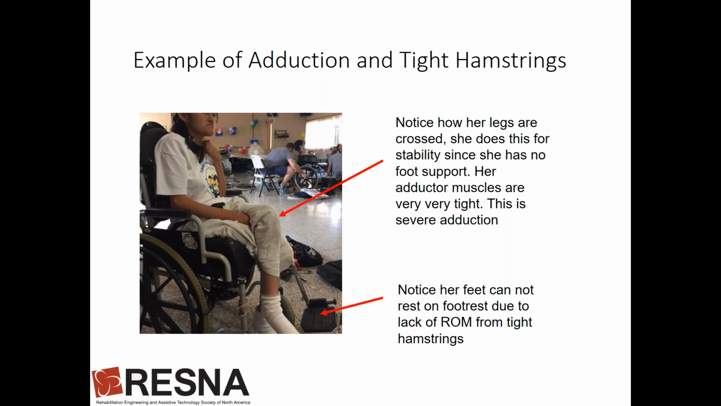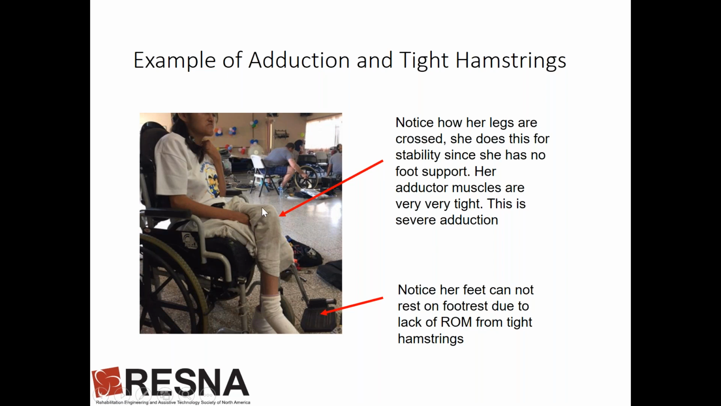And so this is pretty severe adduction. So the first thing we needed to do is see if she's flexible, which she was still pretty flexible. So we talked to the caregivers and we talked about a stretching program, but they were really scared to hurt her. They didn't want to hurt her. And so what I explained to them is that for females, well, for everybody, but for females, hygiene is going to be a big issue.